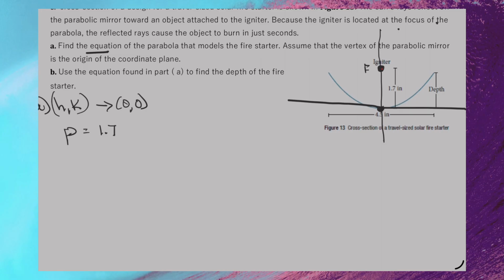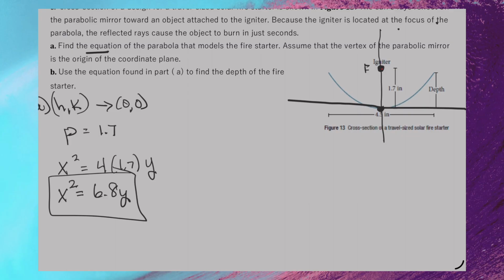What am I missing? And it opens up. So if it opens up, then I'm going to have an x squared. So x minus 0 squared is equal to 4 times positive 1.7, 4p, times y minus 0. So my equation is x squared equals 6.8y. That's the equation for that parabola.